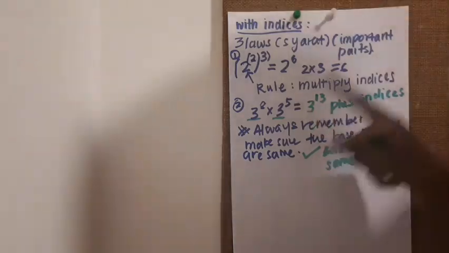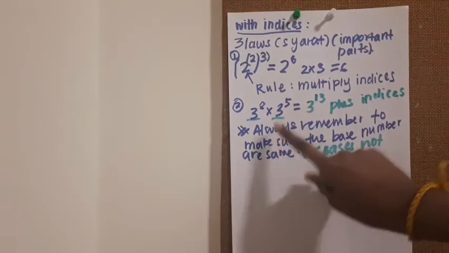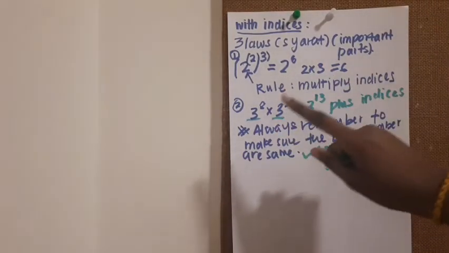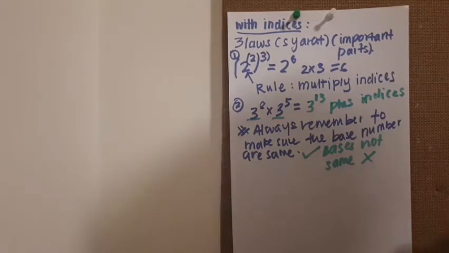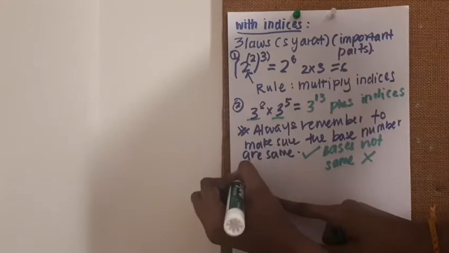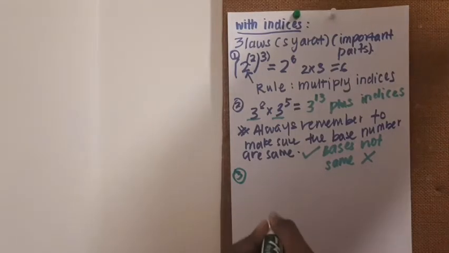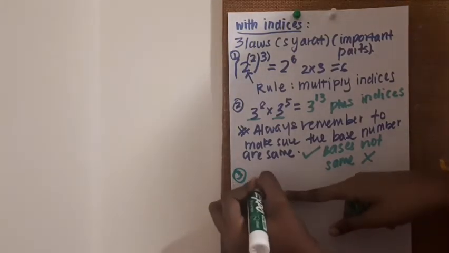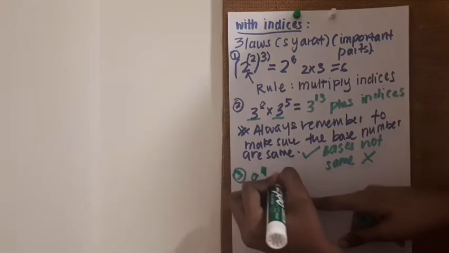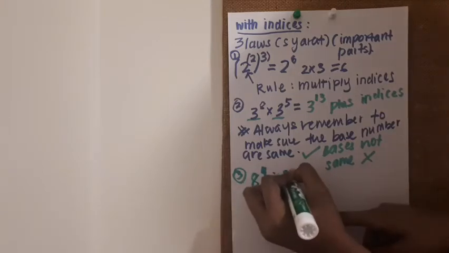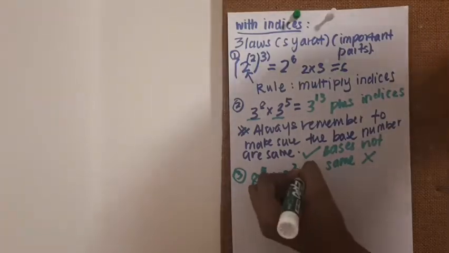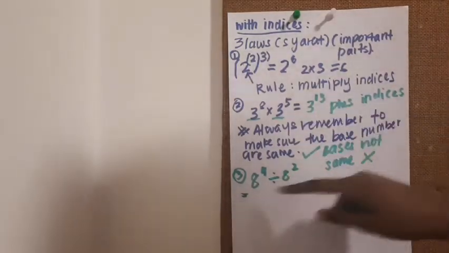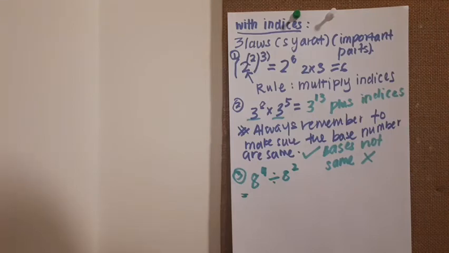Okay, so whenever you see multiplication in between the bases, you are going to plus the indices up. How about the third law? The final and third law is going to be for multiplication. Okay, again always remember, look at the base. Is the base same here?